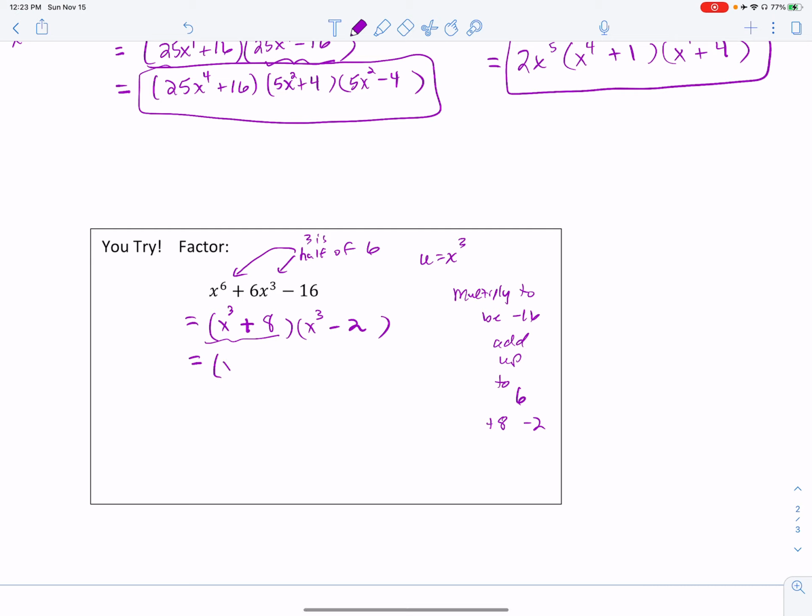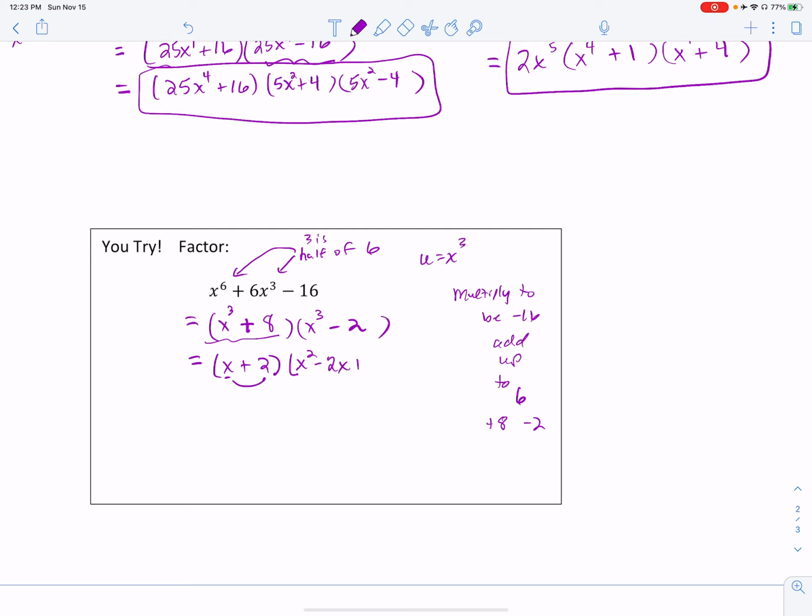Those are perfect cubes. 8 is a perfect cube, 2 cubed is 8. X cubed is x cubed. And so this is a sum of cubes. So you get a binomial: the cube root of x cubed is x, the cube root of 8 is 2, with the same sign.